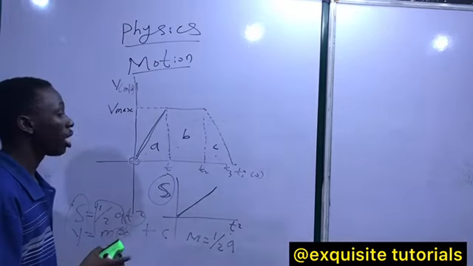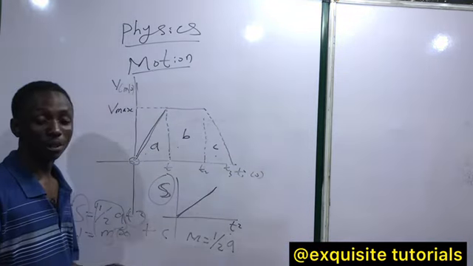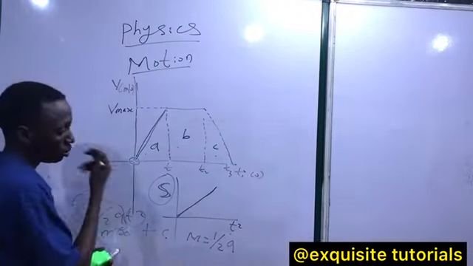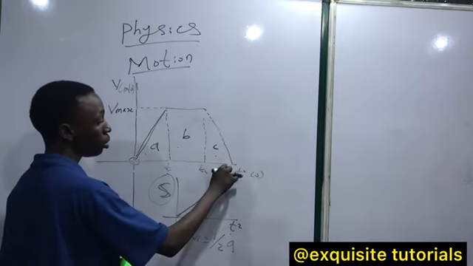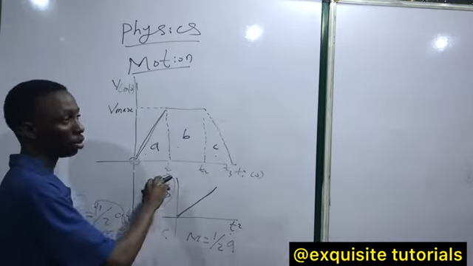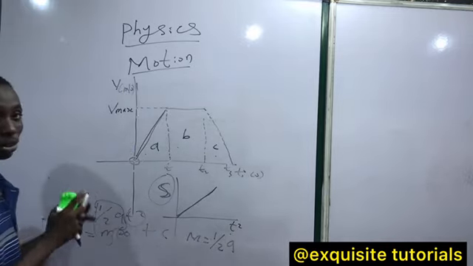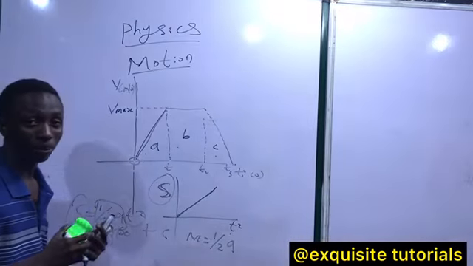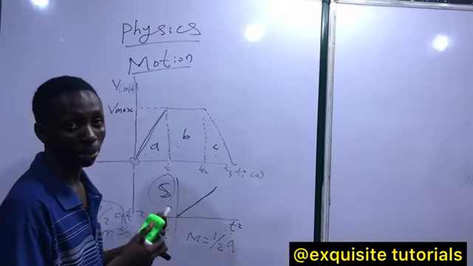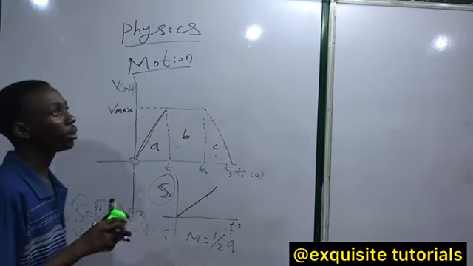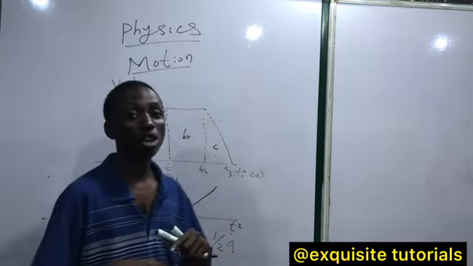Now they said calculate the average velocity. Average velocity is the total distance over the total time. So that will be how we calculate the average velocity of a velocity time graph. So basically that is just some of the wrap-up of motion.